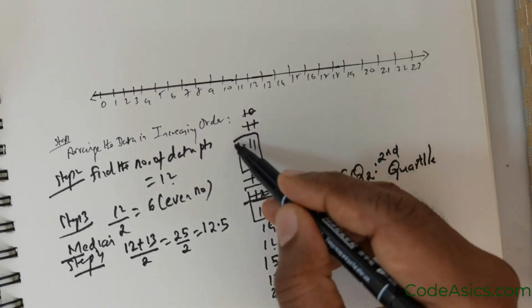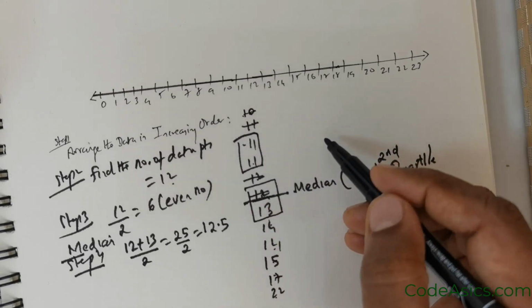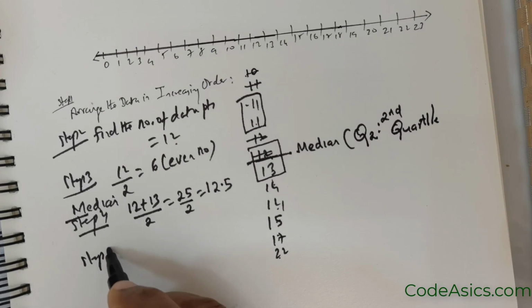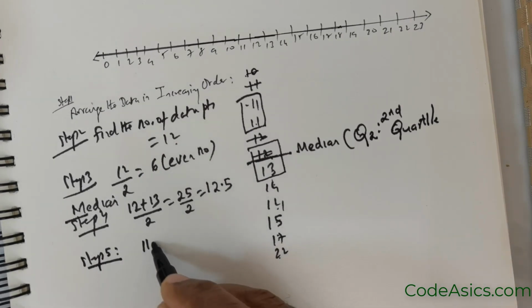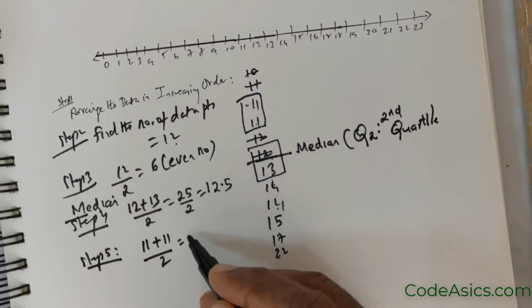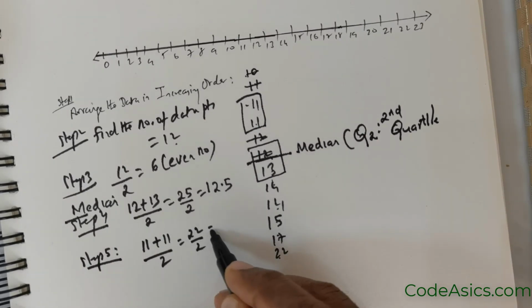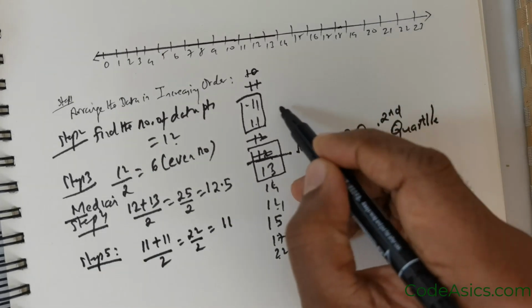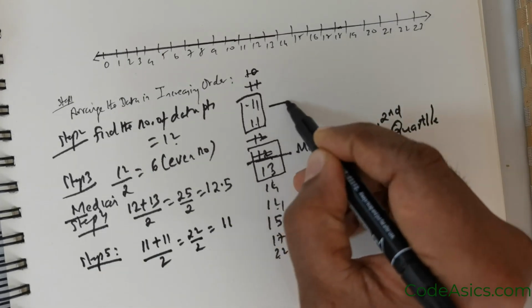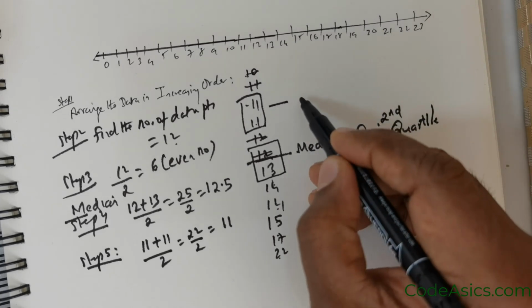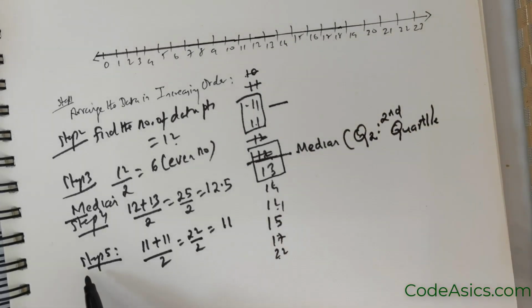Now what you have to do is block this off and go over here, take that number. This is your step number 5. Take the number that you have got. I got 11 and 11, and you divide by 2. Now 11 added with 11 is 22. You divide by 2, you get 11. Now this is called the first median or the first quartile. So we represent this value as Q1.